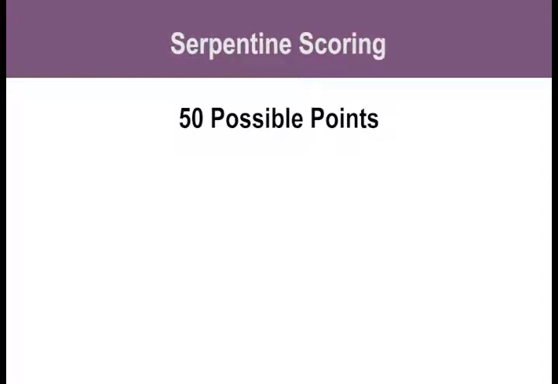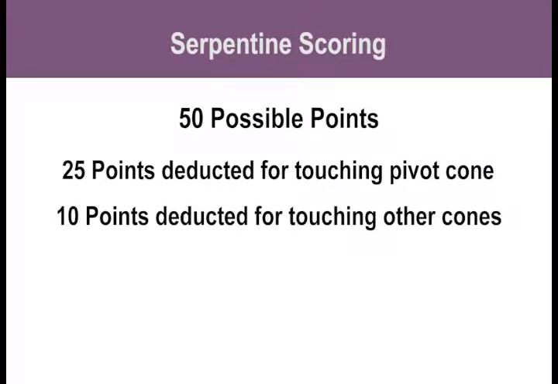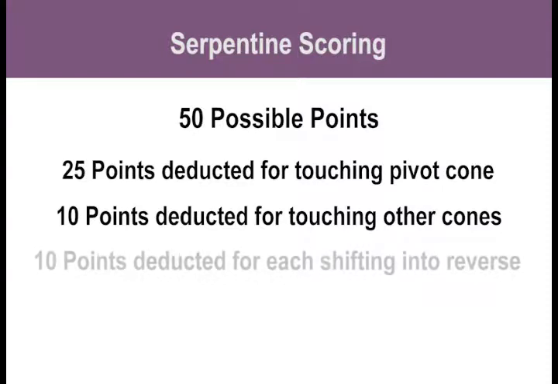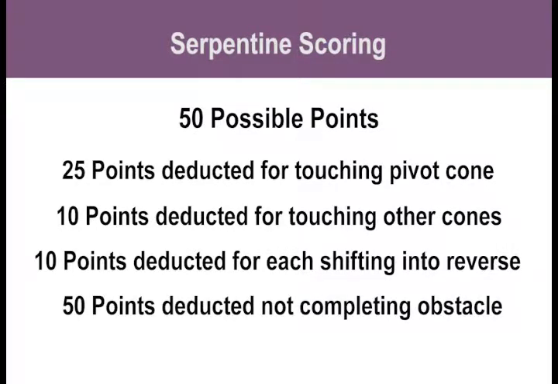If the contestant touches the pivot cone, 25 points are deducted. 10 points are deducted each time the contestant hits other cones, and 10 points are deducted for each time the contestant shifts into reverse. If the contestant does not complete the obstacle as designed, 50 points are deducted from the contestant's score. Make sure you put the contestant's name and vehicle number on the scorecard. As with all obstacles, final scores cannot be less than 0.